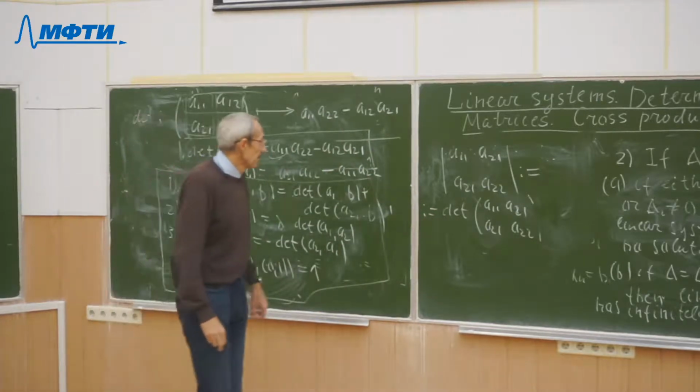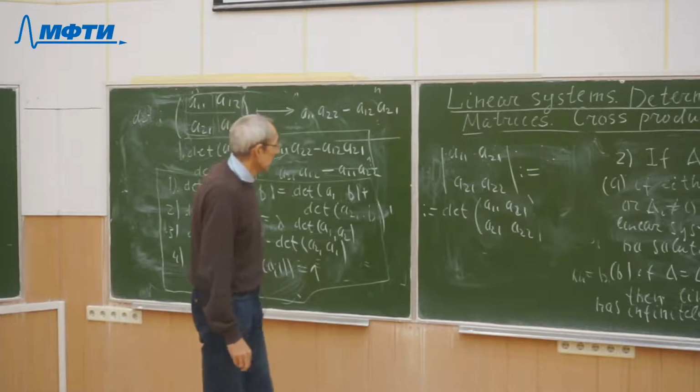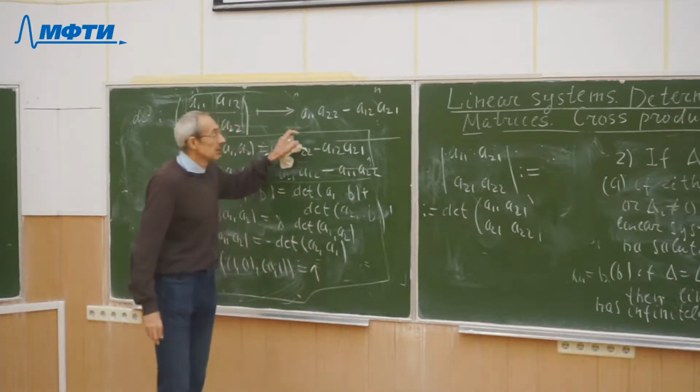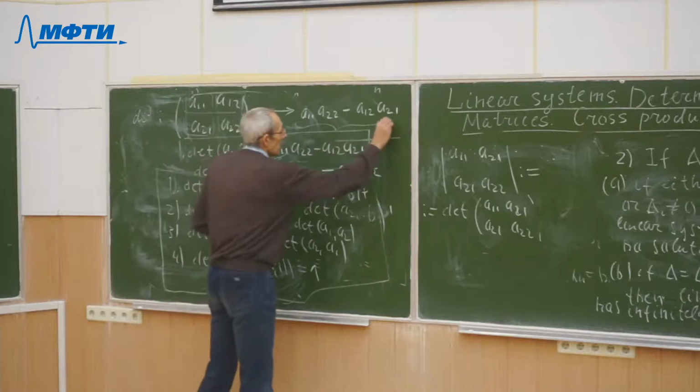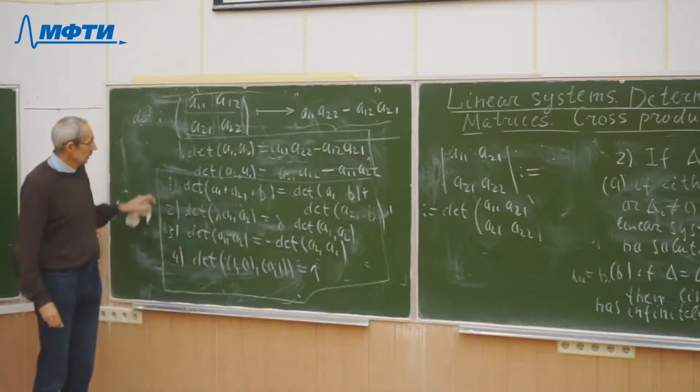And let's deduce the formula for the determinant in this form as a corollary of this property.